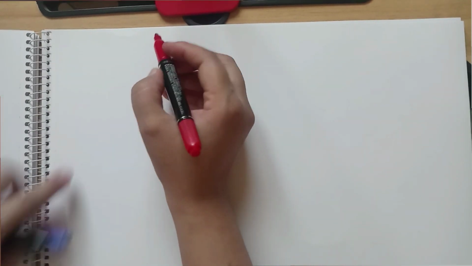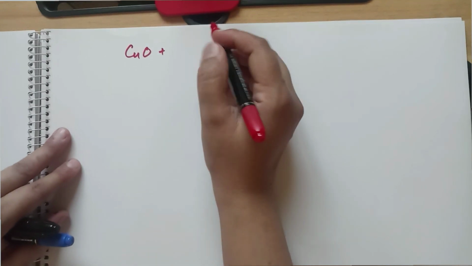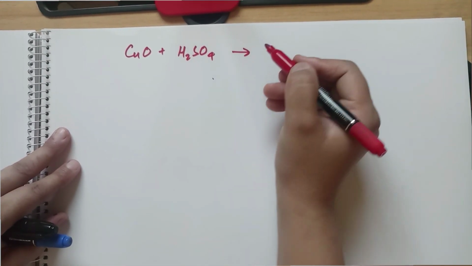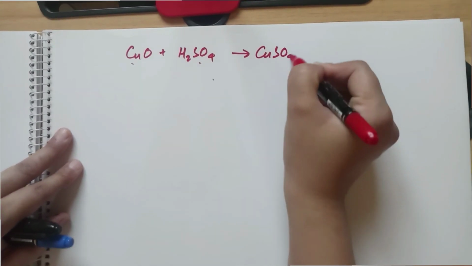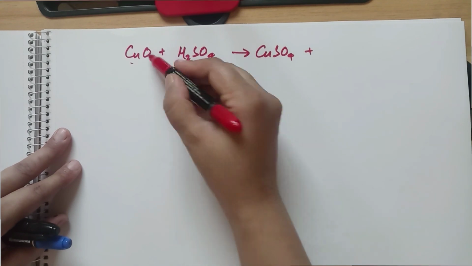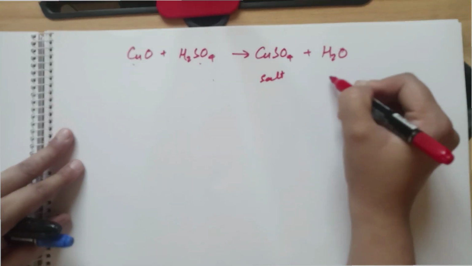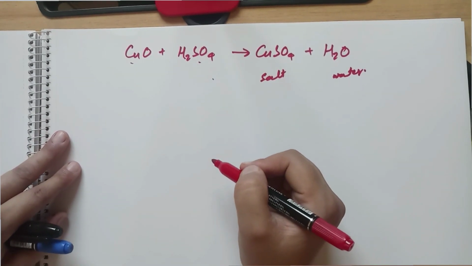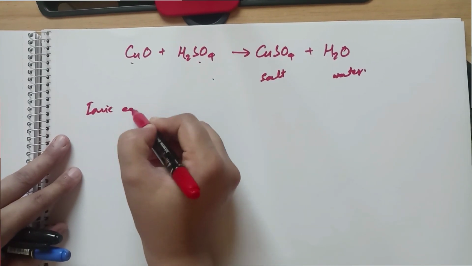Let's suppose we have copper oxide and it combines with an acid like sulfuric acid, H2SO4. It forms the salt and water, that is copper combined with the sulfate to form copper sulfate, and hydrogen and oxygen combine to form water. So this is a salt and this is liquid water. Is it clear?